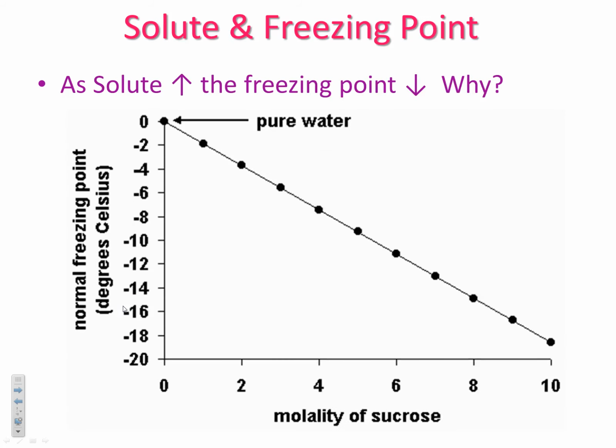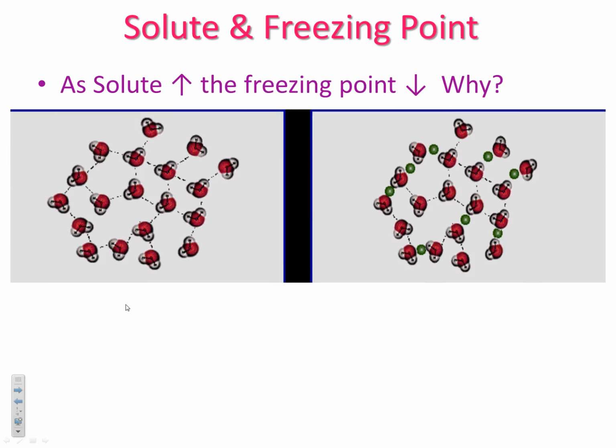Talking about these different things, if you look at this chart, you might see that as you increase the concentration of the solute, molality, by the way, we haven't talked about that before, but molality is another type of concentration. It's moles of solute per kilograms of solvent. So as you increase the concentration here, you see that the freezing point goes down.